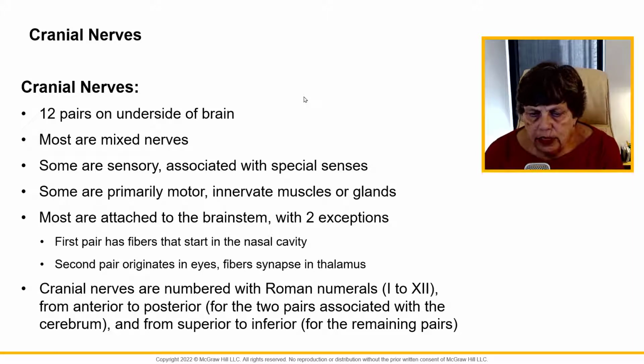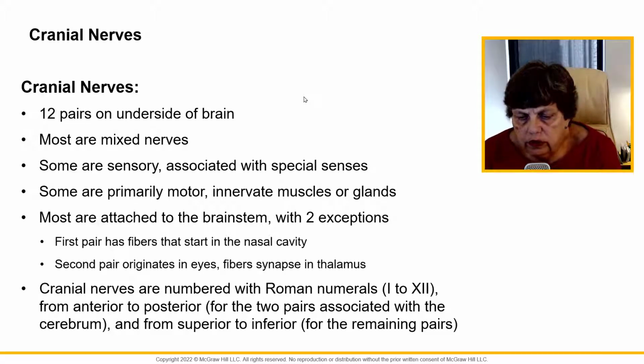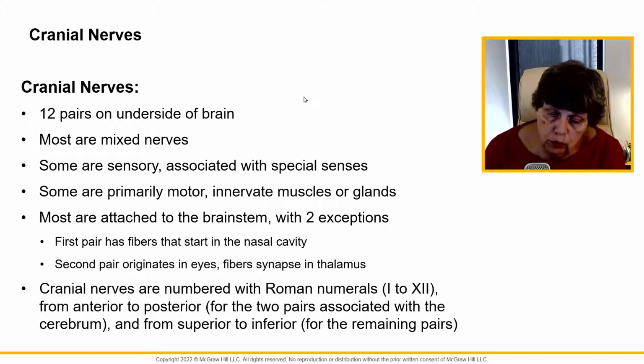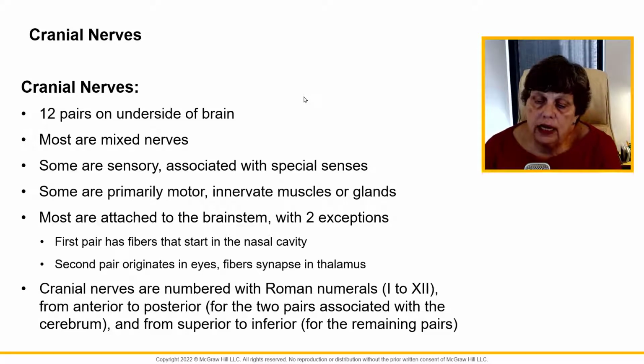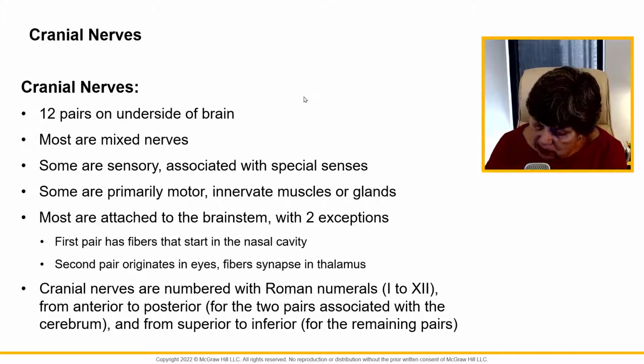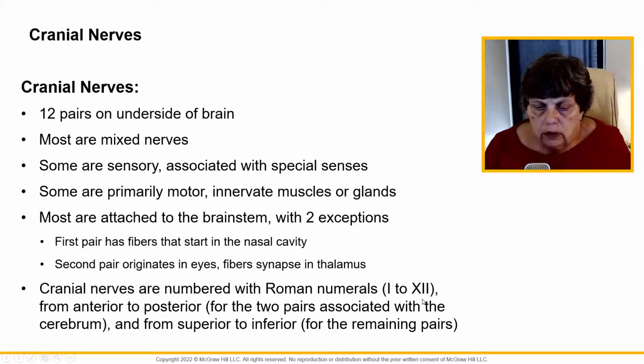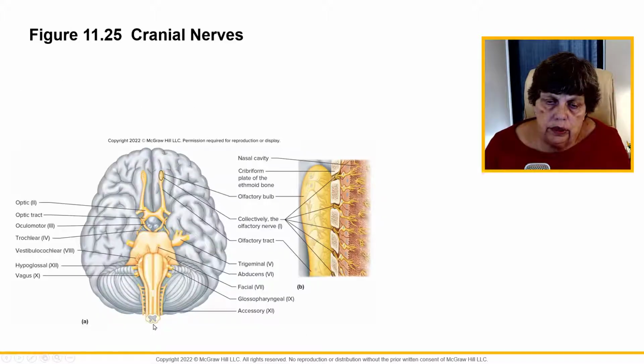Most are attached to the brain stem, except for the first pair that start in the nasal cavity, as we mentioned. The important thing is that the cranial nerves are numbered with Roman numerals. I know a lot of students have not learned their Roman numerals, and they have to be in Roman numerals. So when you talk about a cranial nerve, it's CN and then the Roman numeral. Okay, and they're numbered 1 through 12, from the anterior to the posterior, superior to inferior.